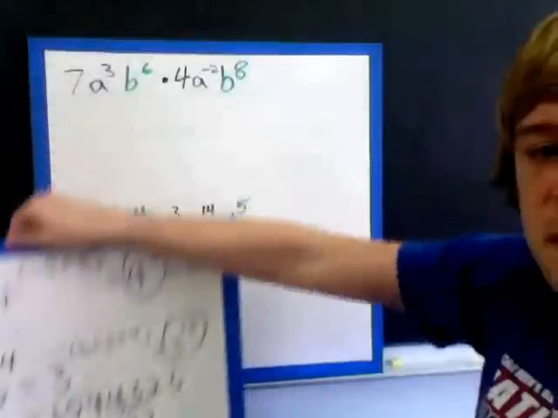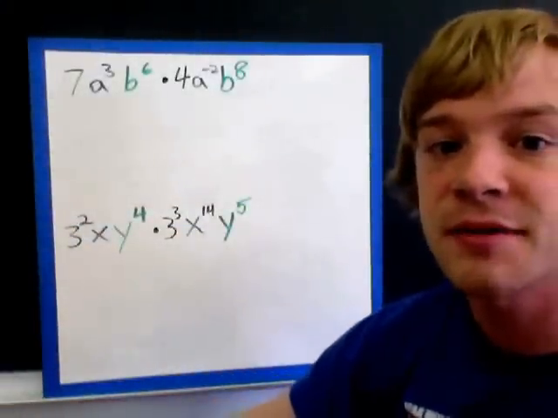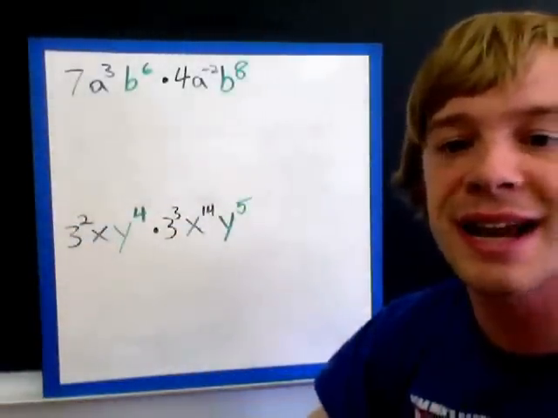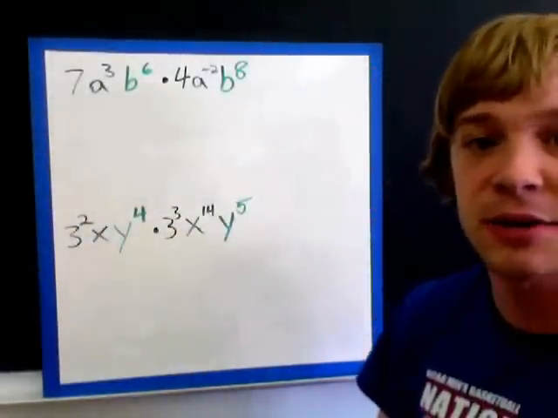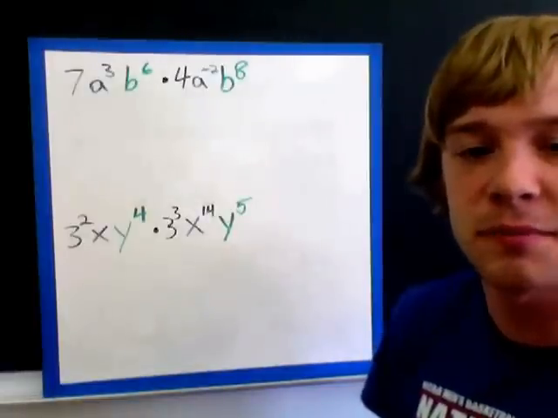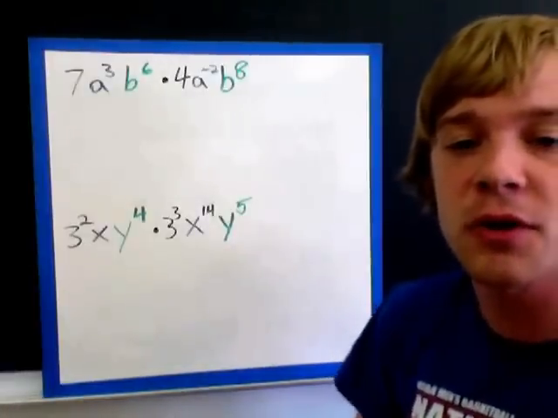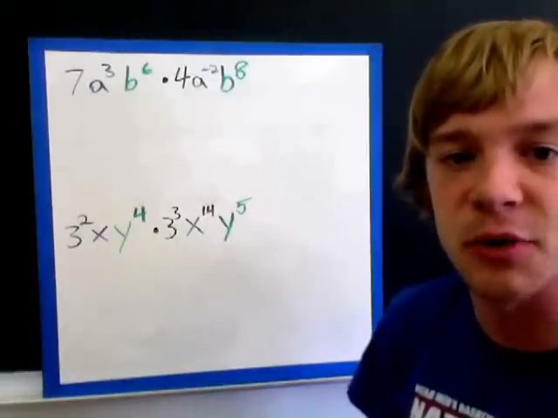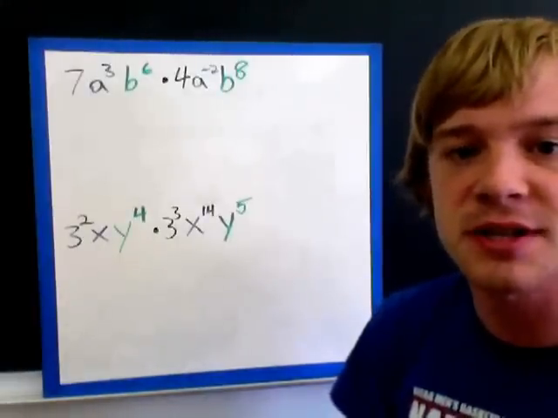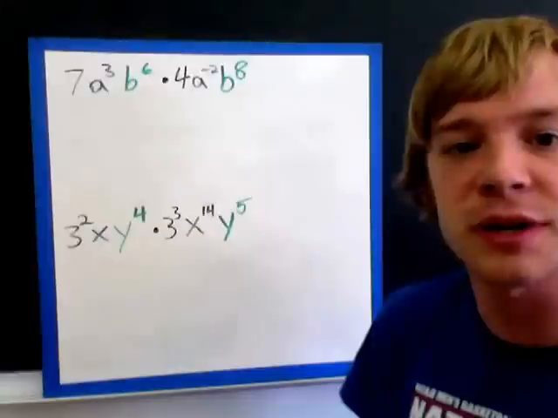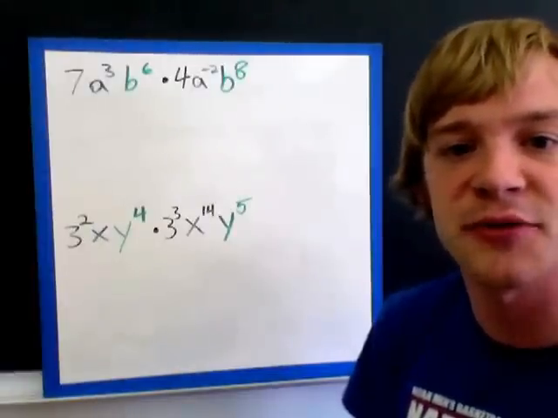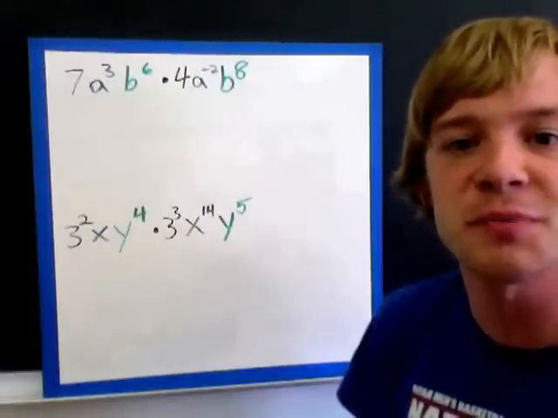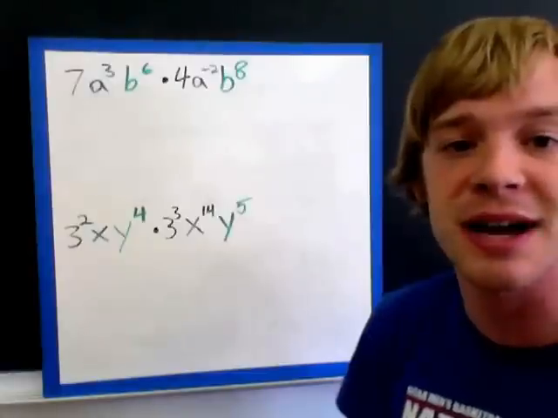Now for our next slide here, we're going to combine the two together. So we're going to have numbers and variables. And this might look a little wacky at the moment, but really we can just follow our basic rules that we've been doing along with using some basic multiplication. So, for instance, I have 7a to the 3, b to the 6, times 4a to the negative 2, b to the 8. Let's just separate this out into what we know.